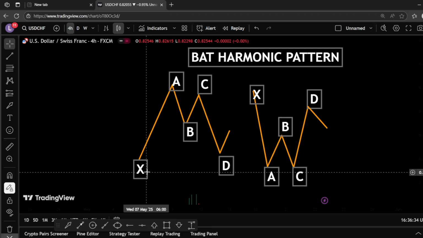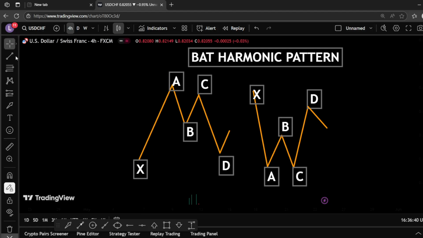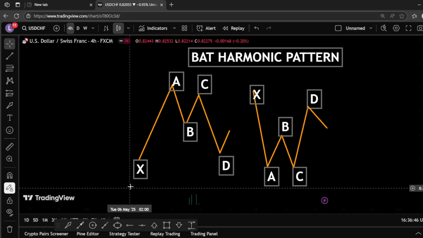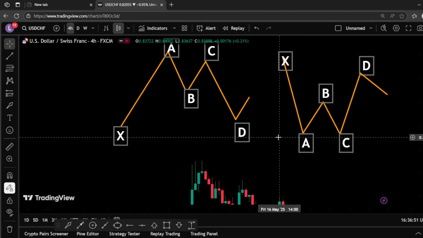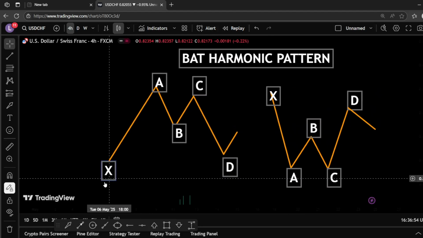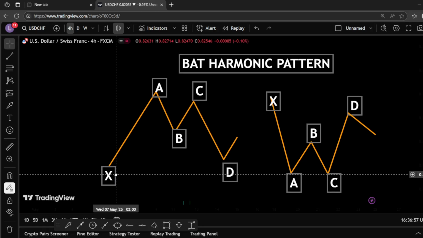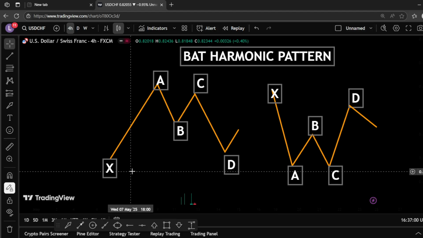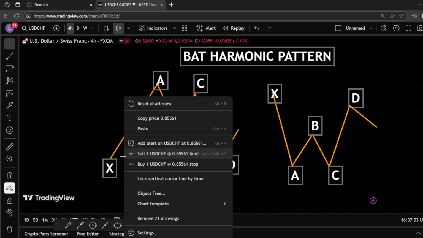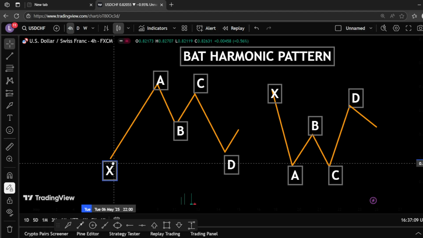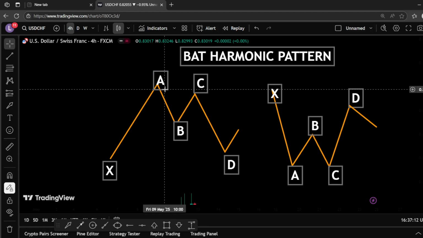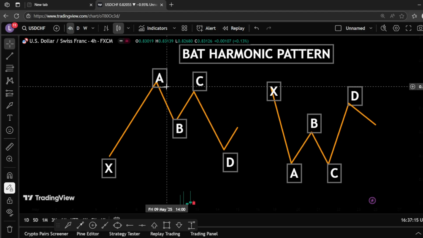Okay, so this is the Bat harmonic pattern. In front of you, you can see the bullish variation and the bearish variation. The bullish is on your left-hand side, and the bearish is on your right-hand side. For today's teaching, we'll look at the bullish one, and then I'll come back and do the bearish one. What you need to do first is identify an impulsive leg to the upside.